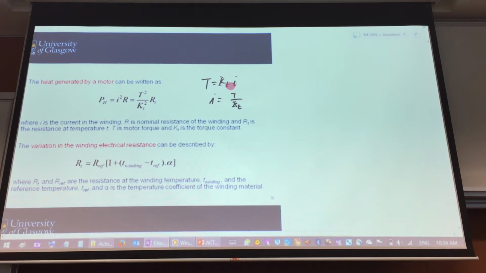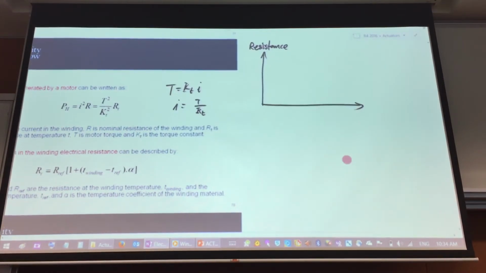Okay. Now what I want to show you is about this term, because it relates to the electrical resistance of your winding as the temperature increases. So if I just sketch that increase in temperature with the axis of resistance, this resistance is in terms of ohms, the resistance that's found inside the coil of wire.